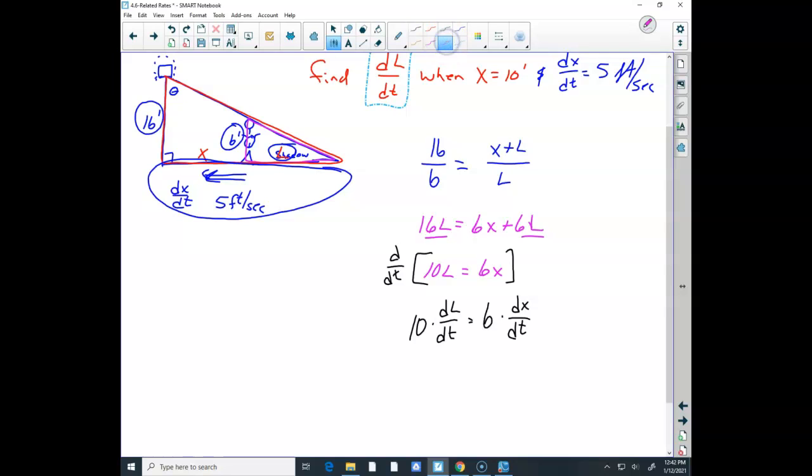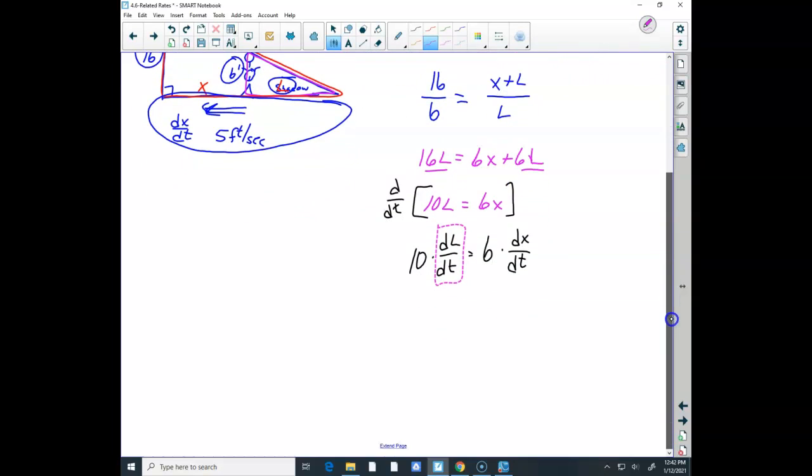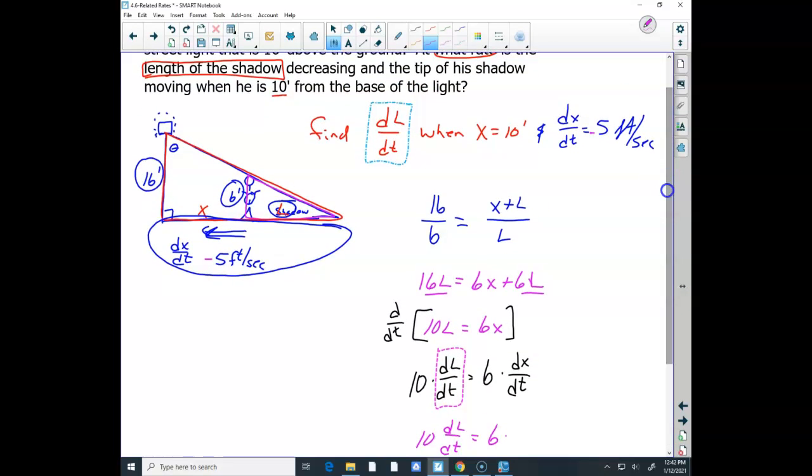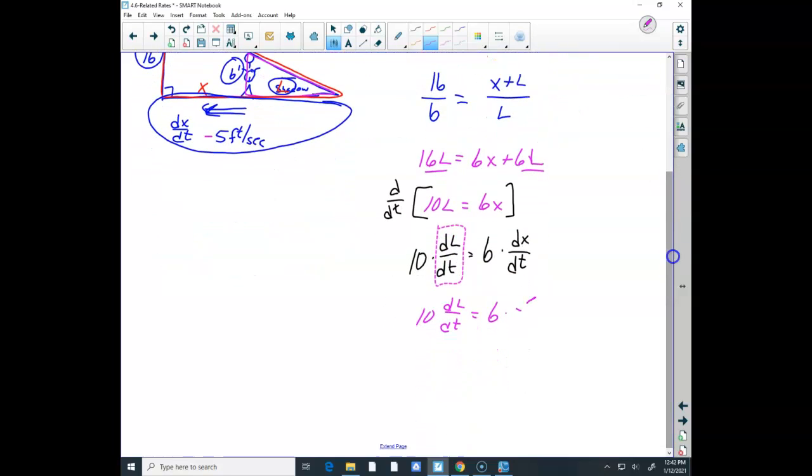And what are we solving for? We want to solve for dL/dt. Well, do we know dx/dt? Heck yeah, we do know dx/dt. So all I've got to do is come back here. We want to know precisely when he's 10 feet. Well, there's nowhere for me to plug the 10 feet in there, right? So that's okay. So I know 10 dL/dt equals 6 times, what was my dx/dt? It wasn't positive 5 feet per second because he's walking towards the pole. That distance is decreasing, so that's going to be negative 5.